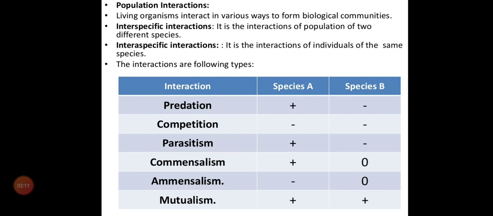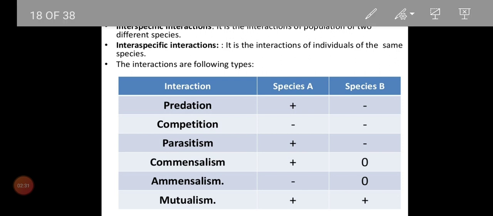So there are two types of interactions. We know what a population is and what population interaction is. Population interactions help to make a biological community. Interspecific interaction means between two species. Intraspecific means within the species. How the interactions happen, that is what we are going to see in this class. So the interactions are of the following types.